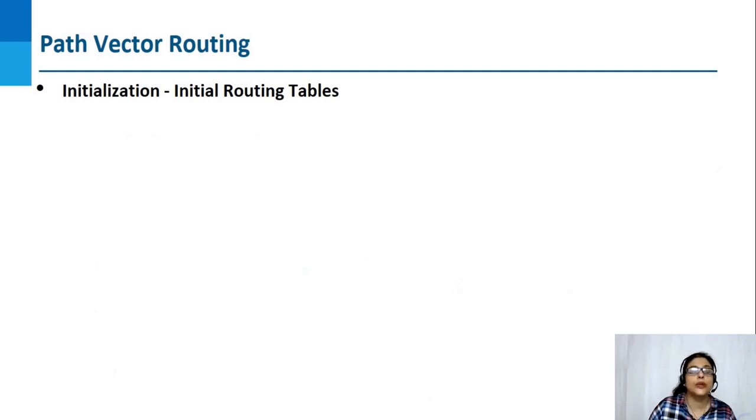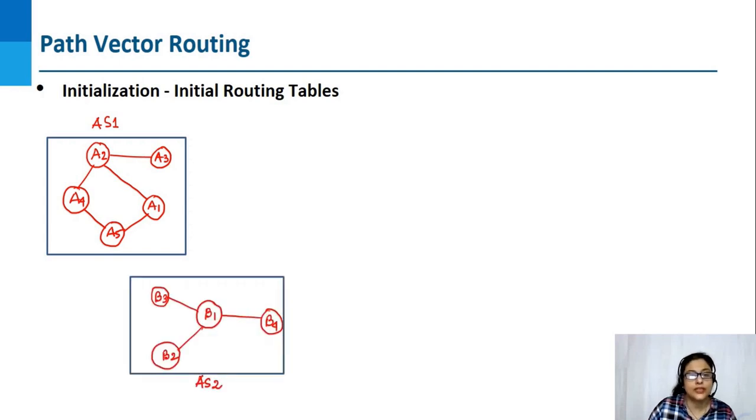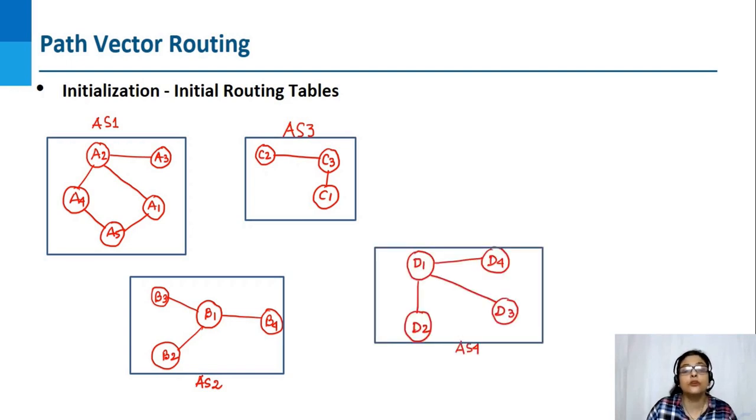So let us first look at the initialization, that is, the initial routing tables. Let's say we have autonomous system 1, where there are 5 nodes, A1, A2, A3, A4 and A5. We have the second autonomous system AS2, where there are 4 nodes, B1, B2, B3 and B4. We have the third autonomous system AS3, where there are 3 nodes, C1, C2 and C3. We have the fourth autonomous system, where there are 4 different nodes, D1, D2, D3 and D4.